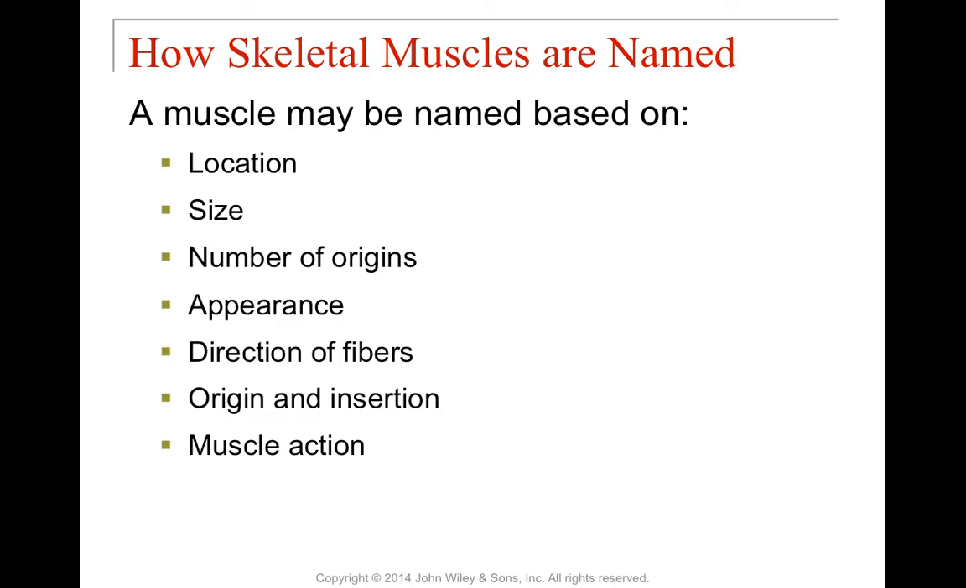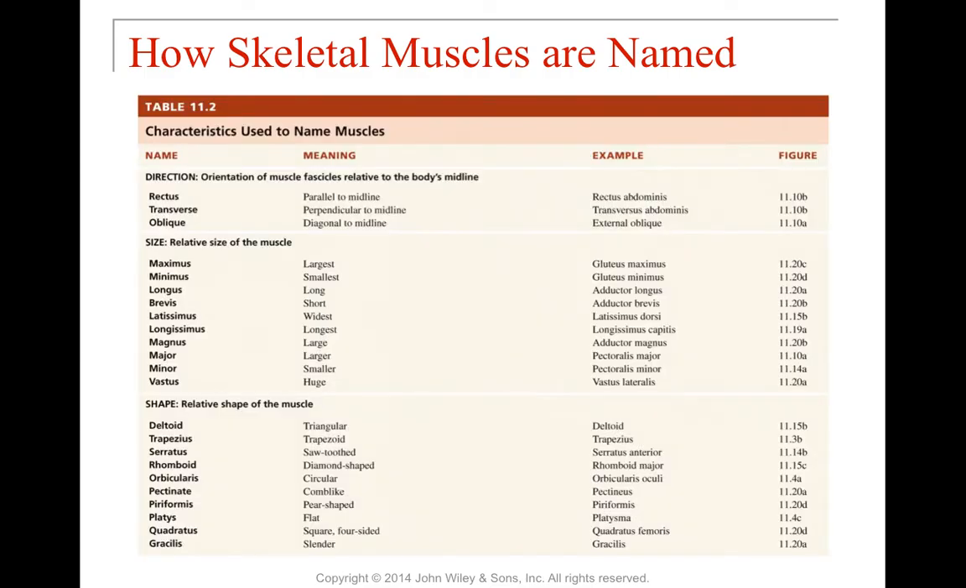Muscles are named in multiple different ways. One of the prime ways that they're named is based on their location, but also on their size, right, major or minor, right? Also the number of origins, the appearance, the direction of the fibers, and where the origin and insertion sites are, and last but not least, the muscle action. So what does that muscle do? Does it lift? Does it lower, right? So depending on which direction it moves, it can have a different name as well.